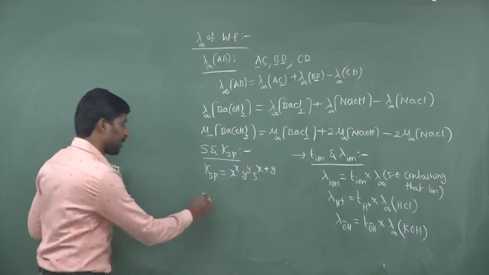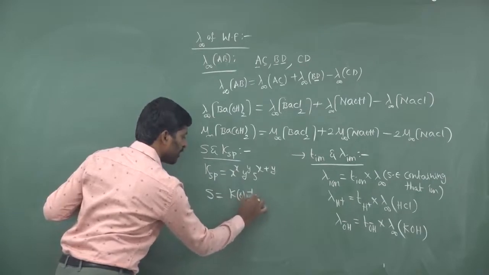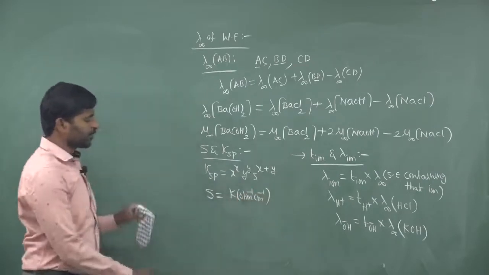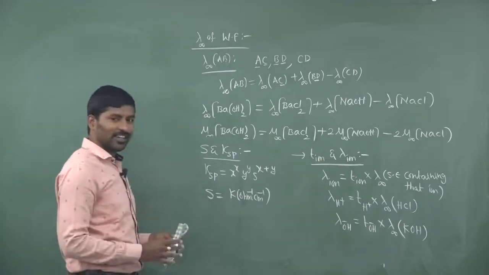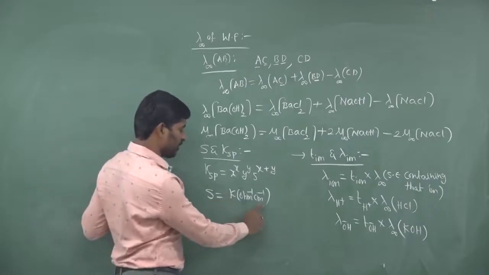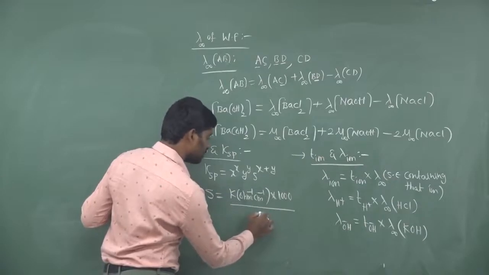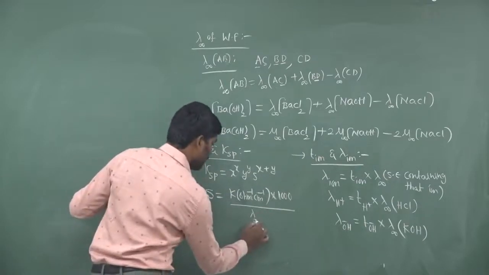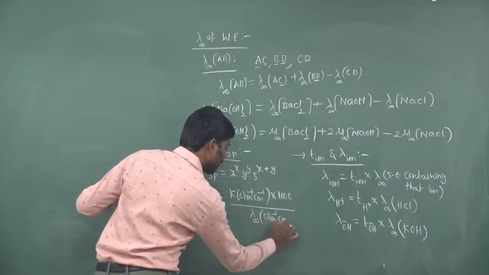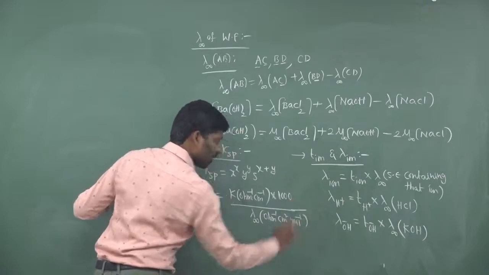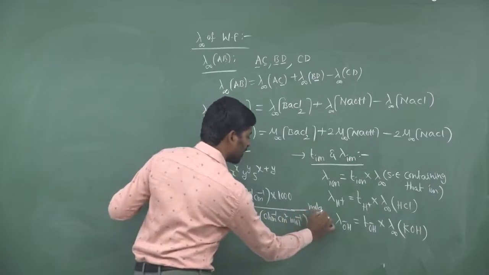What is the formula? S is equal to K, if you take in ohm inverse centimeter inverse. In total, how many equations do we have for solubility? 12 equations we have for solubility, right? S is equal to K in ohm inverse centimeter inverse into 1000 by lambda infinity, that is in ohm inverse centimeter square per mole. If you take, for example, mole inverse, then solubility we get in moles per liter.